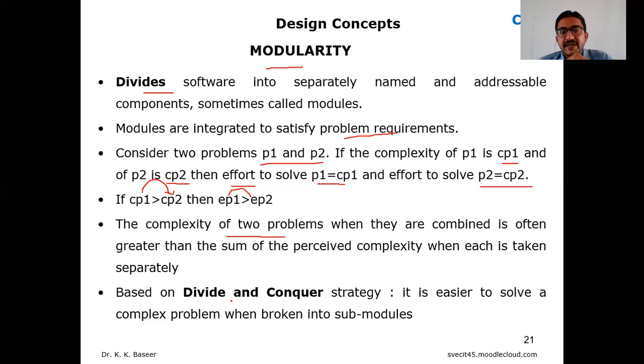So dividing and integrating the problem solutions is called the divide and conquer strategy. You will learn this in the operating system course. Divide and conquer: dividing the problem, and conquering in the sense of integrating all the solutions together. This is the best solution, where we break into submodules and integrate each submodule's solution again.